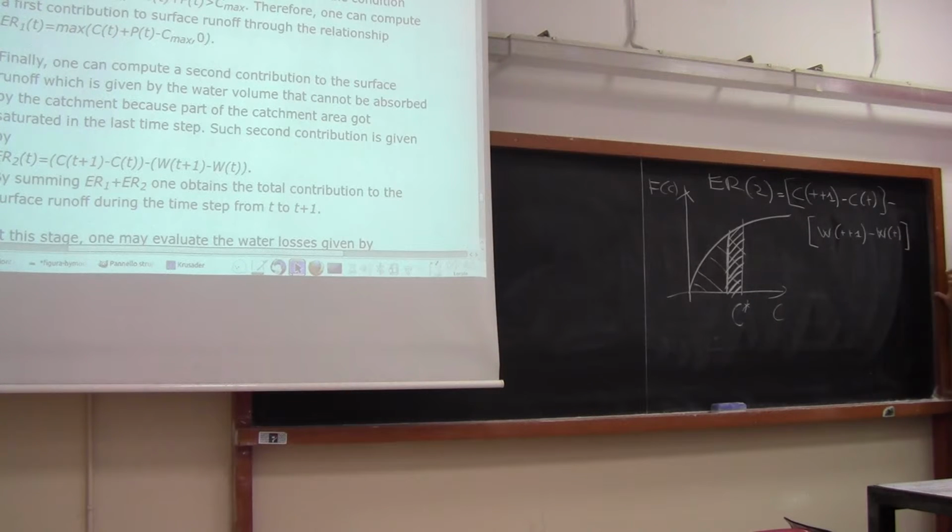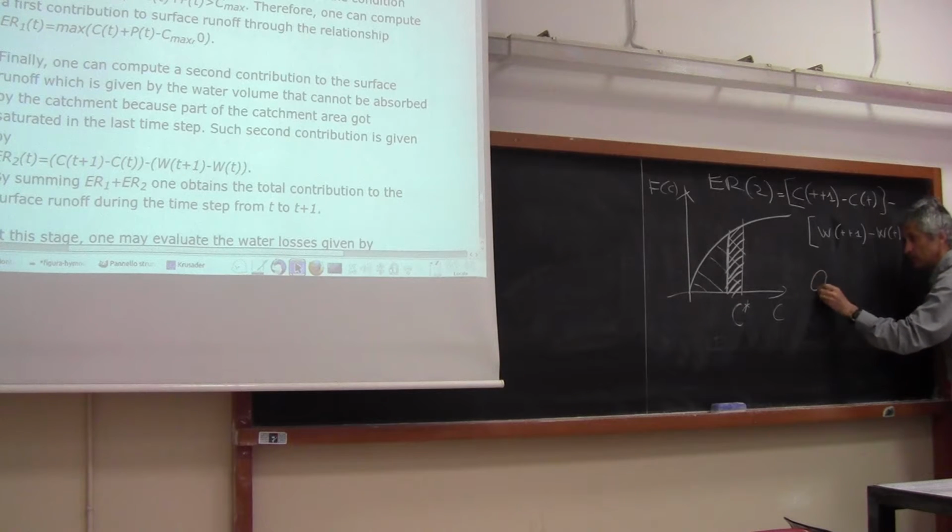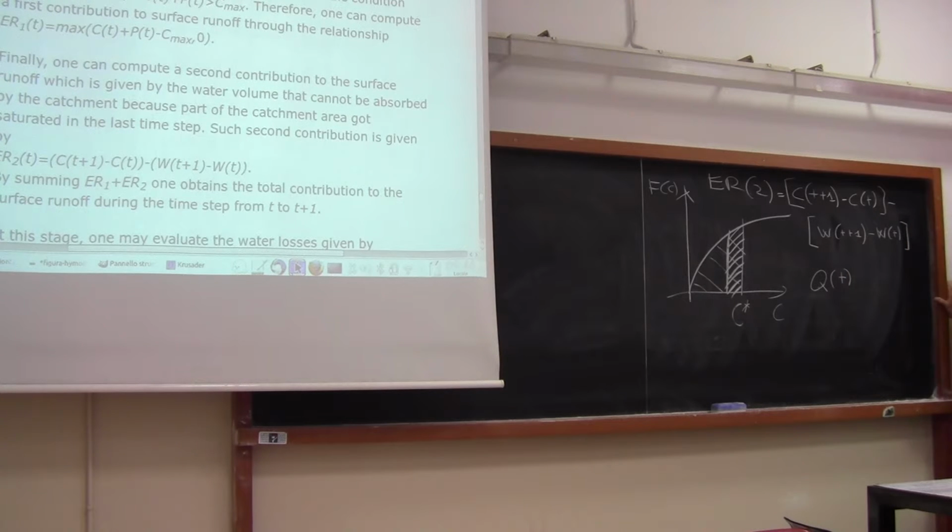Okay, keep in mind one thing. This is still a volume. I didn't say this yesterday. If you want to compute Q at time t, which is the river discharge, it is equal to ER2 divided by delta t. Because this is a contribution to the surface runoff at time t, but it's still a volume.